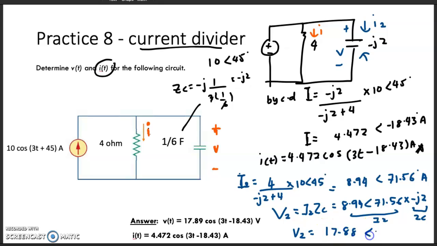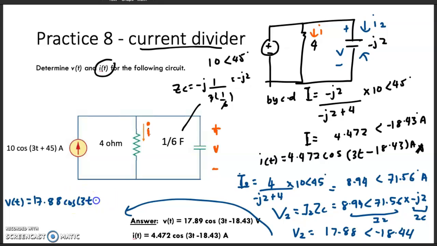17.88 angle minus 18.44. If we transform this one to the time domain, always leave your final answer in time domain. It becomes cosine, the omega is 3t minus 18.44. Don't forget the unit. So this is how you apply the current divider inside your AC circuits. First, always change everything to impedance and also the phasor, and then you just apply your current divider as normal.